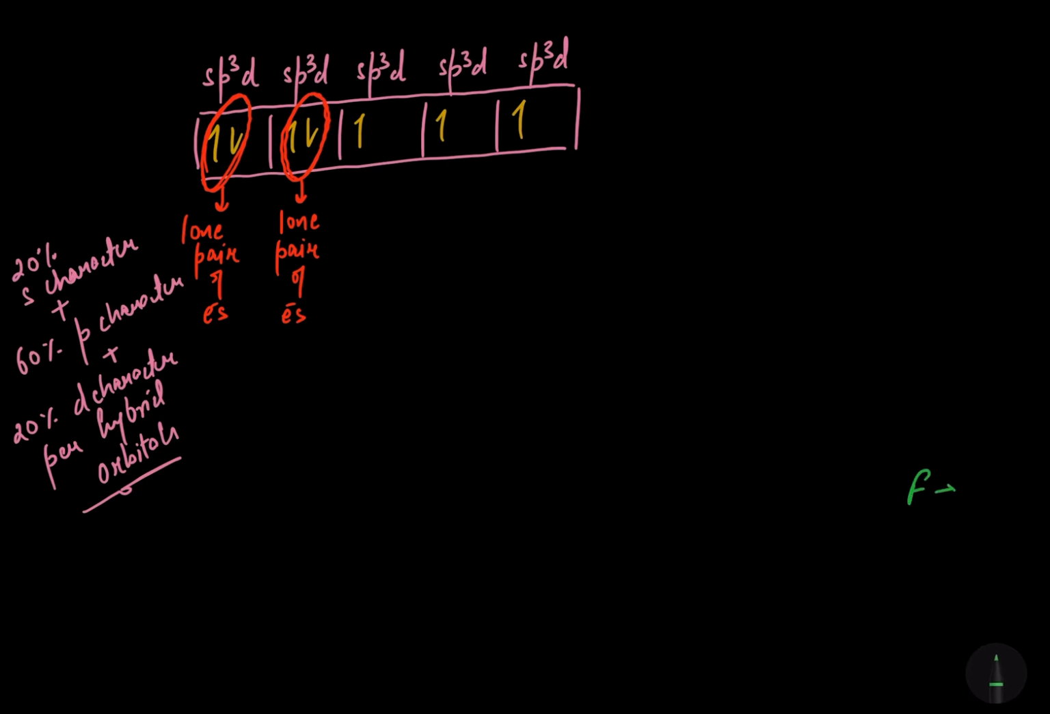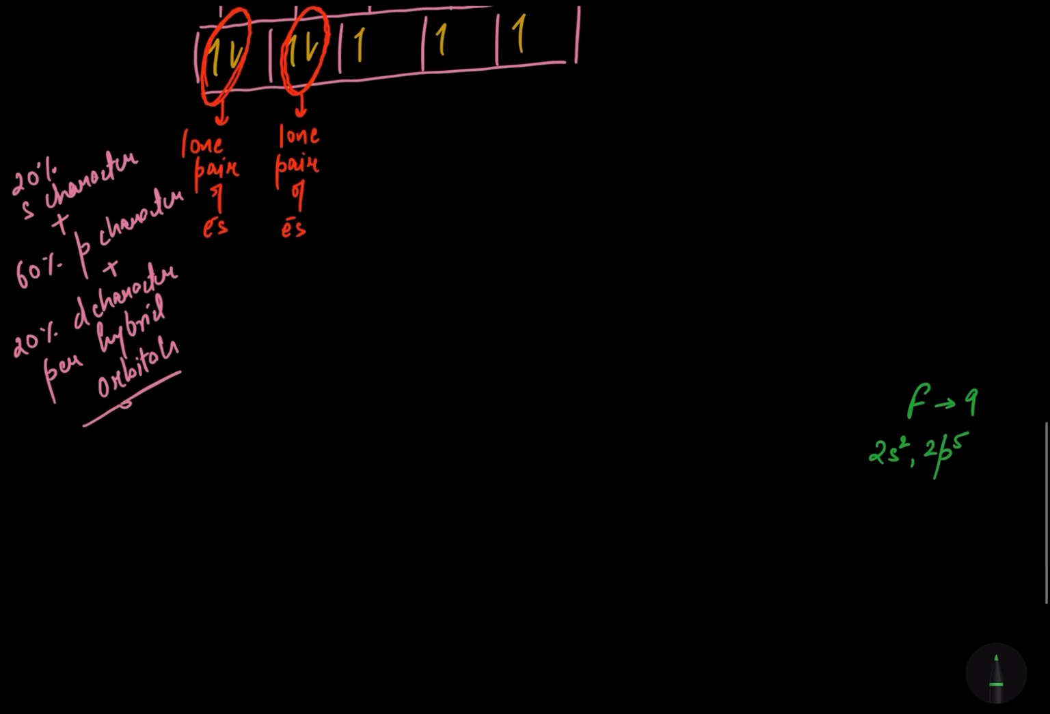Fluorine, the atomic number is 9. So the configuration will be 2s2 2p5. Now let's make the 2p orbitals. We are having 3 orbitals in 2p and these all 3 are degenerate. Here we have to fill 5 electrons in 2p. The first electron, second, third, fourth and the fifth.